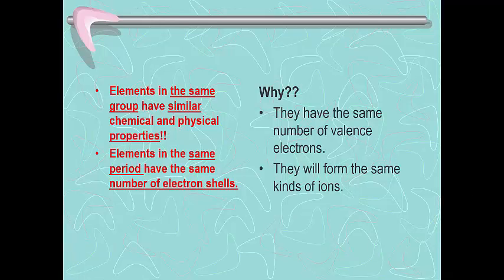One of the interesting things about the groups and the rows is that elements in the same group, okay, remember those are the columns, are going to have similar chemical and physical properties. And the reason for that is because they're going to have the same number of valence electrons. If you don't know what valence electrons are, you can either Google it now, or we will talk about it when we talk about atomic models. Okay, elements in the same period have the same number of electron shells. Again, if you don't know what electron shells are, you can Google it, or we'll talk about it when we talk about atomic models.